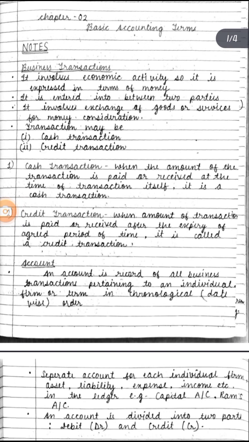The next term is account. An account is a record of all business transactions relating to an individual, firm or item, according to date. That means chronologically. A separate account is prepared for each individual, firm, assets, liabilities in the form of ledgers. Example: capital account, cash account, Ram account, etc. An account has two sides, debit and credit.